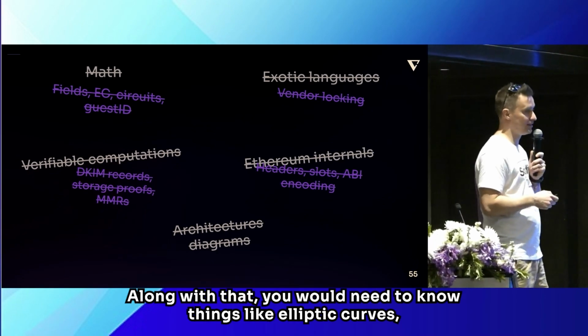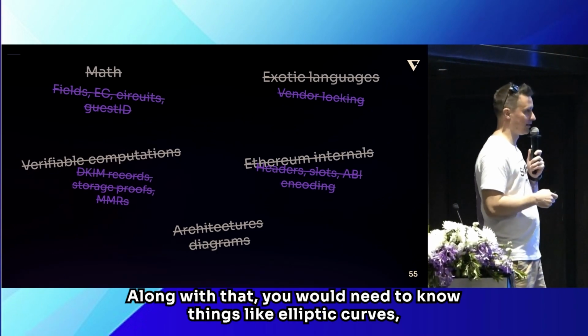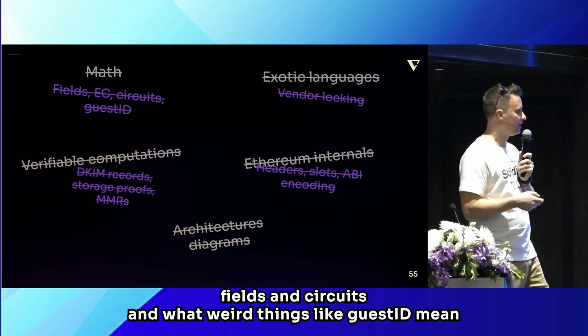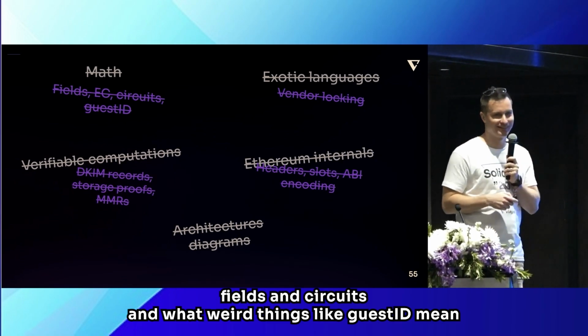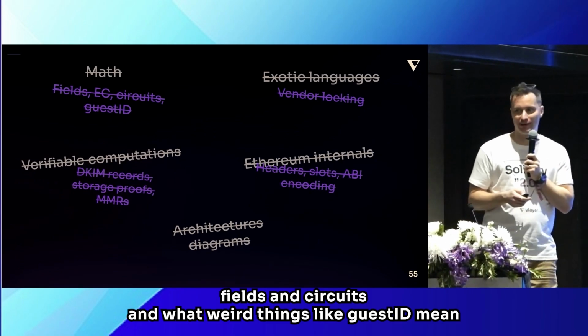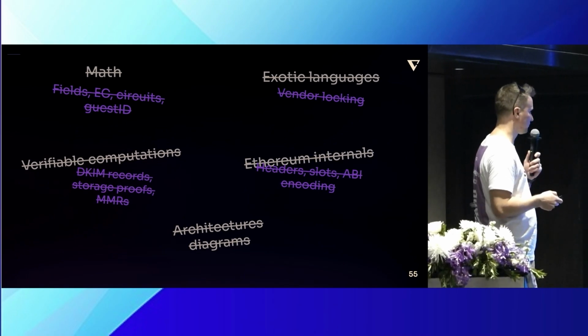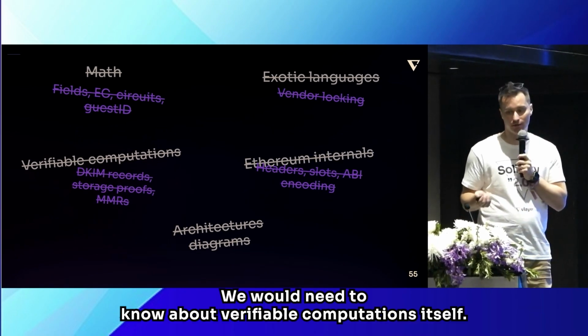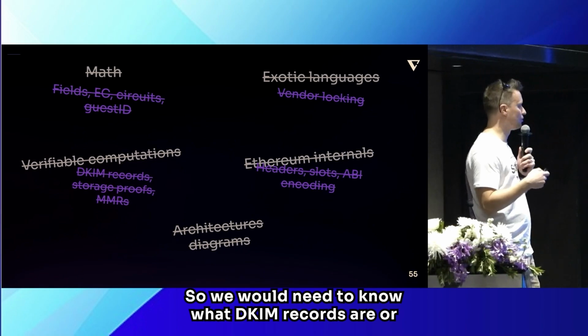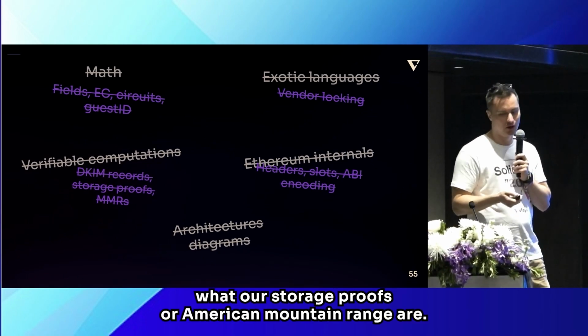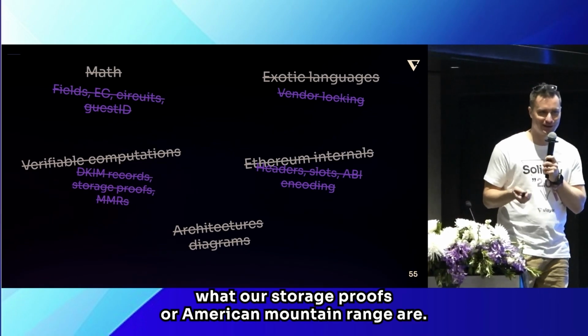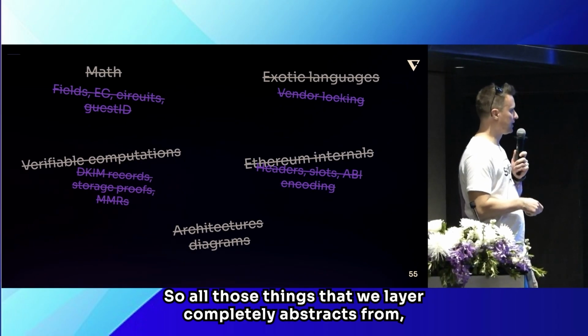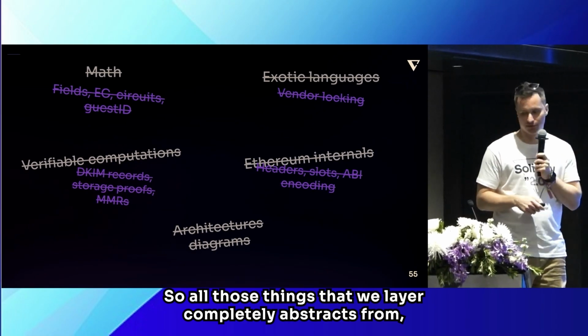You would probably, along with that, need to know things like elliptic curves, fields, and circuits, and what weird things like guess ID mean, and so on. You would need to know about verifiable computations. So you would need to know what DKIM records are, or what are storage proofs, or Merkle mountain ranges. So all those things that vLayer completely abstracts from.